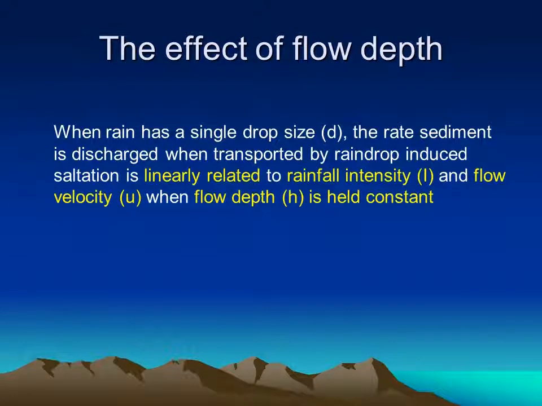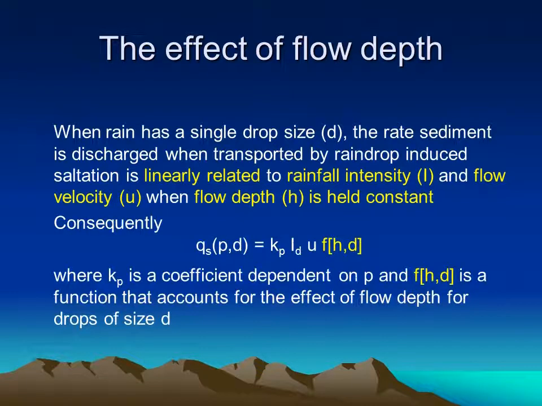Now, as we noted earlier, raindrop-induced saltation is linearly related to rainfall intensity and flow velocity when flow depth is held constant. And that has then enabled us to develop this little equation which has a function in it which is an interaction between flow depth, which is the h, and d, which is the drop size.